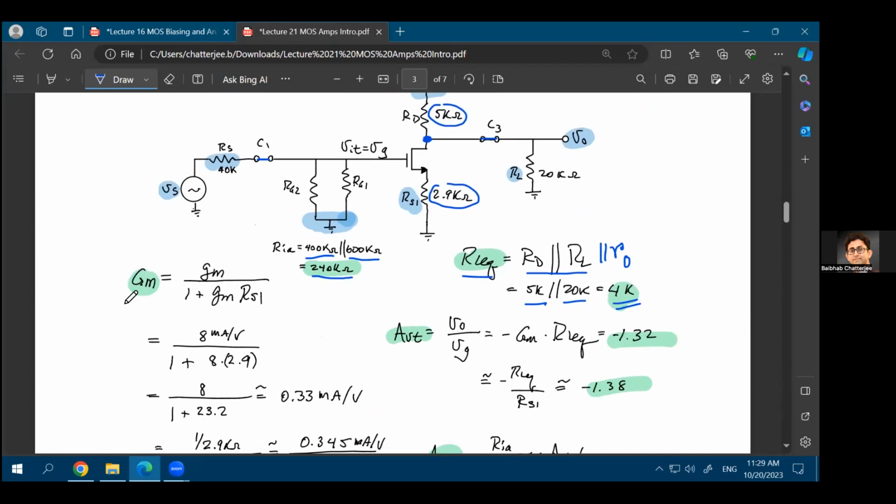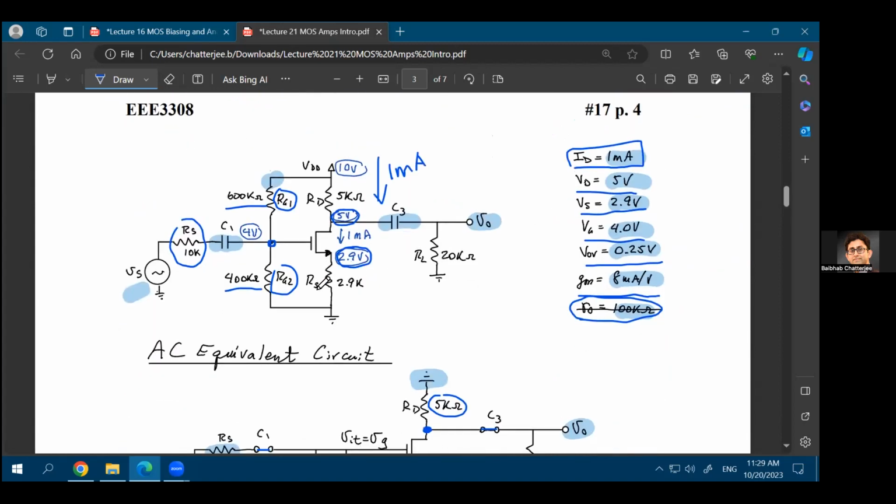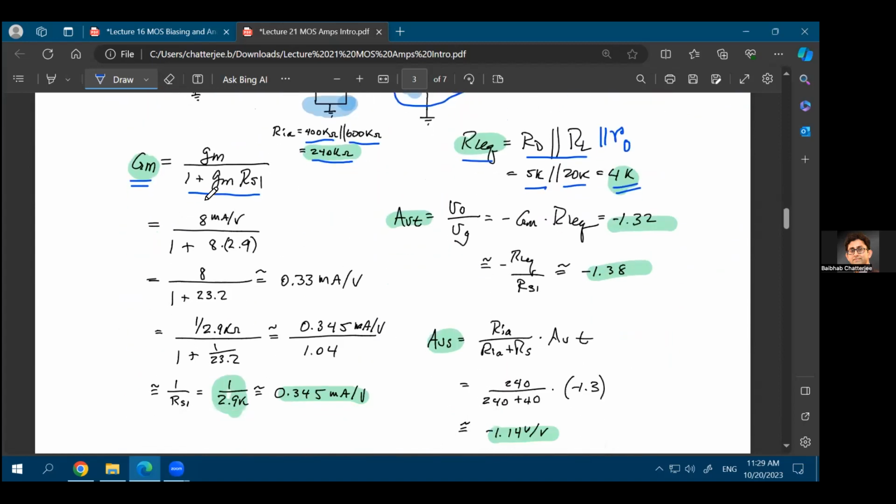Okay. So what would be your GM? In this case, because of the presence of this source degeneration resistance, your capital GM will be small gm divided by 1 plus gm RS. That's what we found out in the previous calculation, that your capital GM is equal to small gm divided by 1 plus gm RS when there is a source degeneration resistance present. So your capital GM equals 8 milliampere per volt divided by 1 plus 8 times 2.9 kilo ohms. So that gives you some value of 0.33 milliampere per volt.